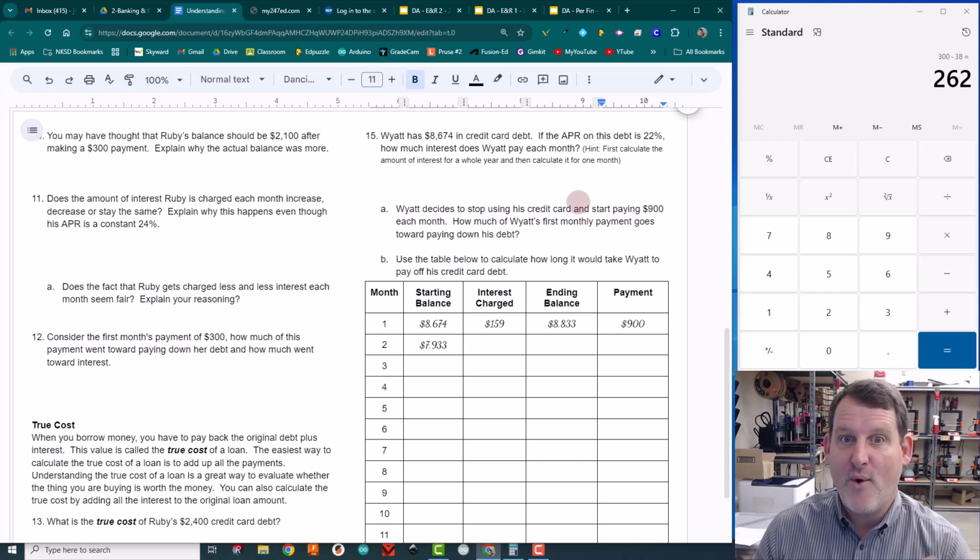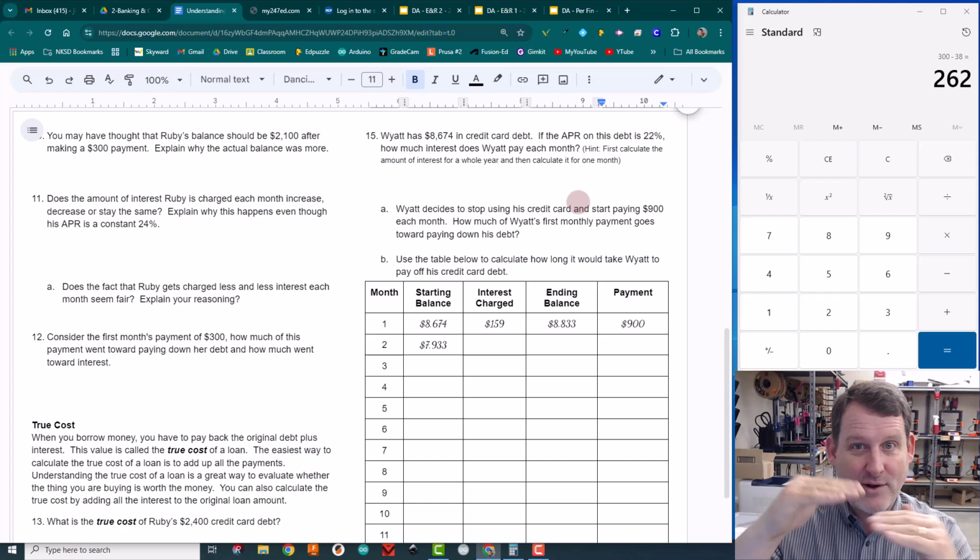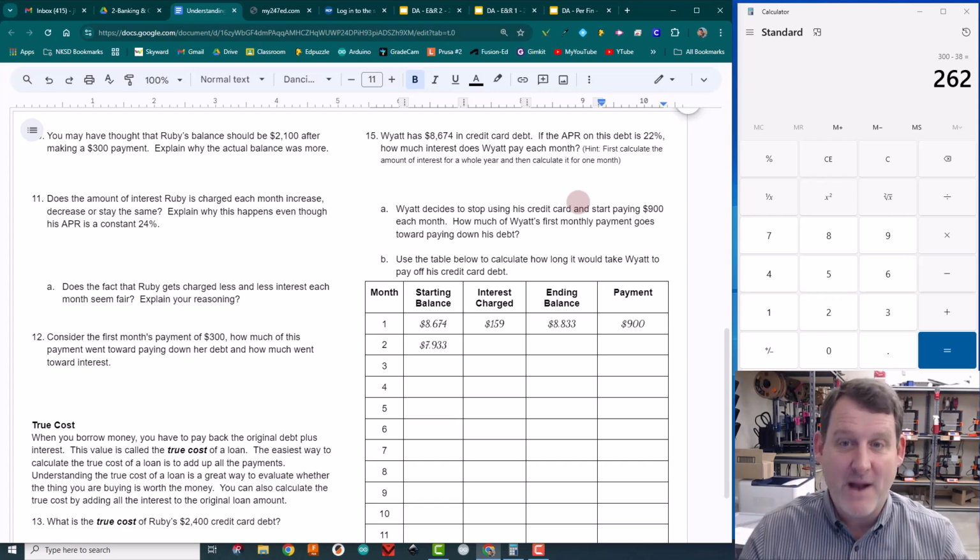15 is a whole new scenario. So this is Wyatt, and he has $8,674 in credit card debt. Incidentally, right now, that's the average amount of credit card debt that American households have. It is insane. It's going to be so expensive to pay this off. All right. If the APR on his debt is 22%, again, that's more in that normal, high normal range for a credit card. Stupid high, but kind of normal for a credit card.